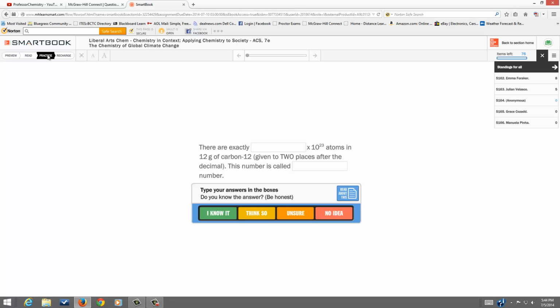There are exactly blank times 10 to the 23rd atoms in 12 grams of carbon-12. Given to two places after the decimal, this number is called what? All right. So what they expect here is that you look at that question, and then you go down here and you decide, yeah, I know it, I think I know it, not sure, no idea. So if you have no idea what the answer is, that's definitely a red flag. That's why it's in red.